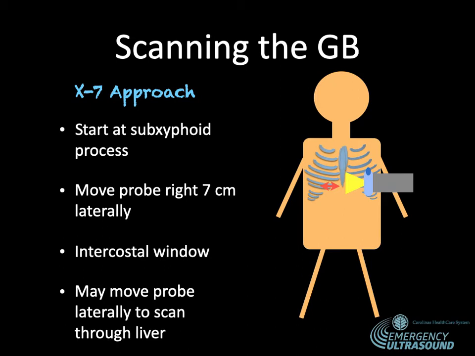Another approach, and this is really over the ribs, so it's an intercostal window, if you will, the X-7 approach. I'm going to start again at the xiphoid process, then I'm moving the probe over the ribs right 7 centimeters laterally. So I'm moving it to the patient's right over their ribs to mid-clavicular line or just beyond. This is your intercostal window. You can move the probe laterally to scan through the liver and look for your gallbladder in this position. This can work really well with patients that might be having a lot of abdominal pain because you're not putting that pressure on their abdomen.